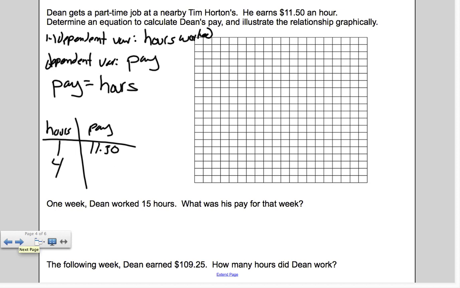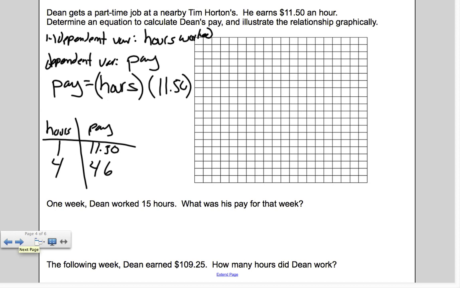Good. Notice that when Dean is getting paid, he's going to do his math correctly. Yeah, I guess, I want my money. 46. Well, how do we get 46? How do we determine how much he gets paid after 4 hours? What was the formula that we used? You multiplied the amount he was paid per hour by how many hours he worked. How much is he getting paid per hour? 11.50. Right? So we usually take hours times 11.50.